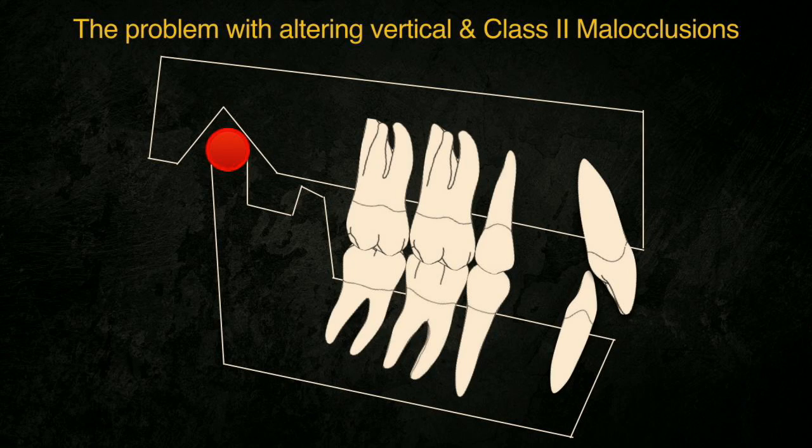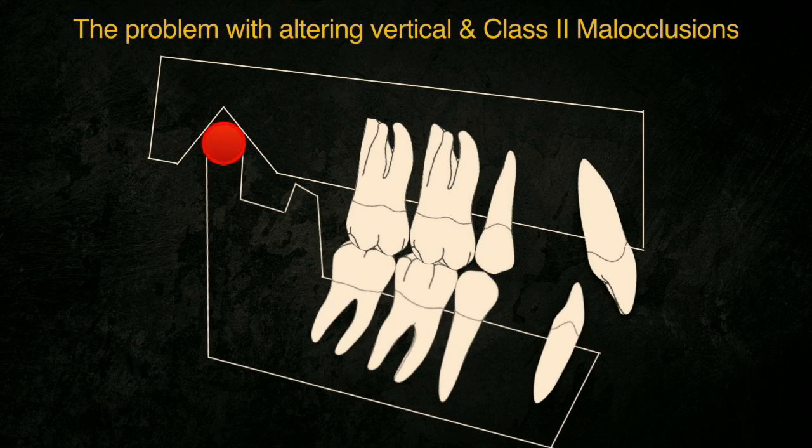But let's look at the skeletal issue with class 2s. And when a class 2 patient like this, where the lower incisors are just barely touching the cingulum there, if we put this patient in centric relation, the lower jaw drops back.